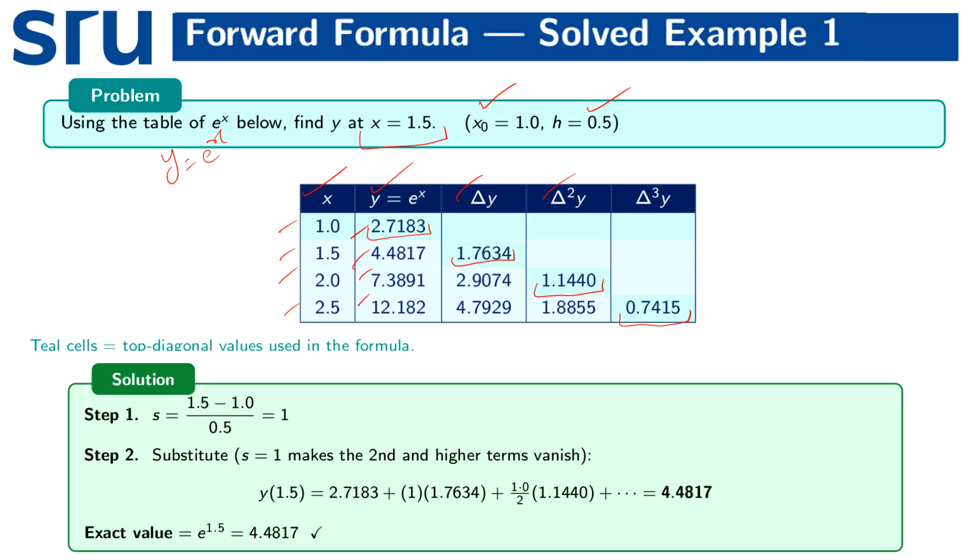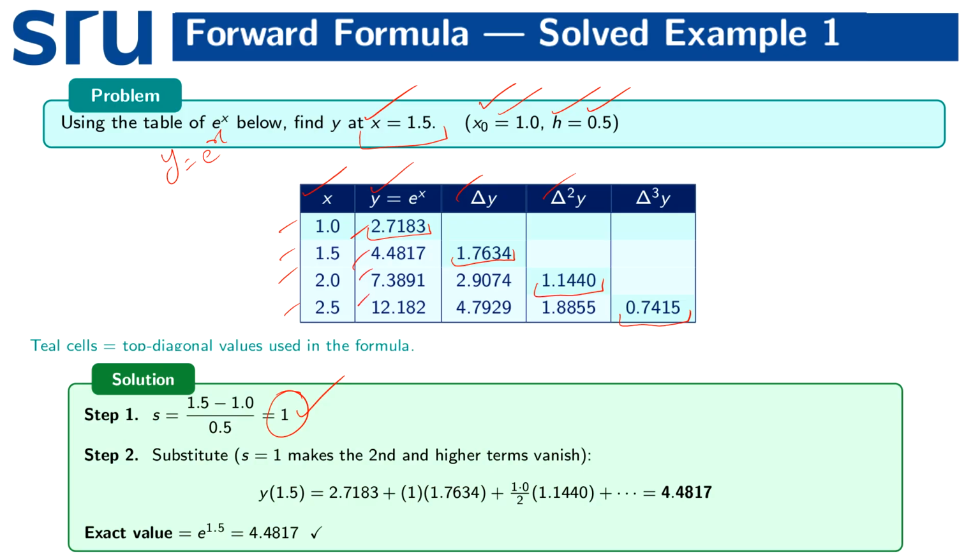The first step is to calculate s, whose formula is (x - x_0)/h. x is here 1.5, given to you, h is 0.5, and x_0 is 1. Putting in the values, we get the answer s = 1.